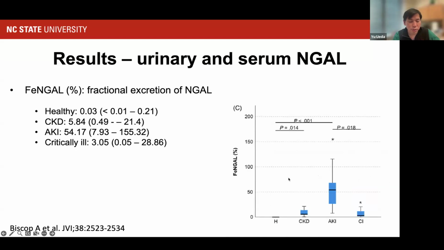Lastly, this is the fractional excretion of the NGAL in these four groups. As you can see, the AKI group has a significantly higher fractional excretion of the NGAL compared to the healthy control group and the critically ill group. But there's no significant difference between the AKI and the CKD. So overall, urinary NGAL and also this ratio and fractional excretion, all these NGAL variables, are significantly higher in the AKI group compared to the healthy control group. But it was hard to differentiate the AKI from the CKD patients.